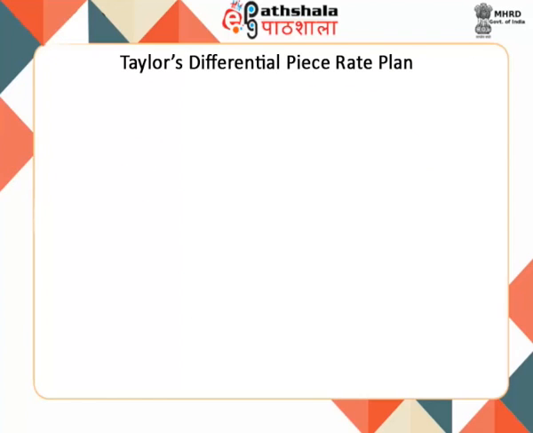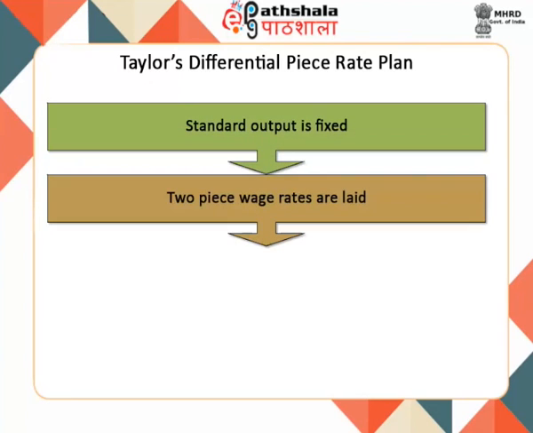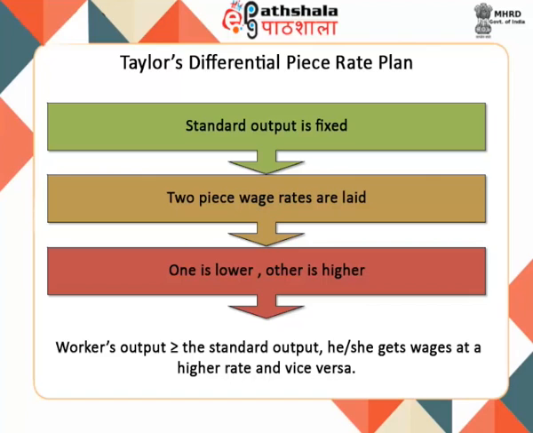Taylor's differential piece rate plan. The father of scientific management, F. W. Taylor, developed this plan. Standard output is fixed and two piece wage rates are laid down, one lower and the other higher. If the worker's output is equal to or higher than the standard output, he or she gets wages at a higher rate, and vice versa.